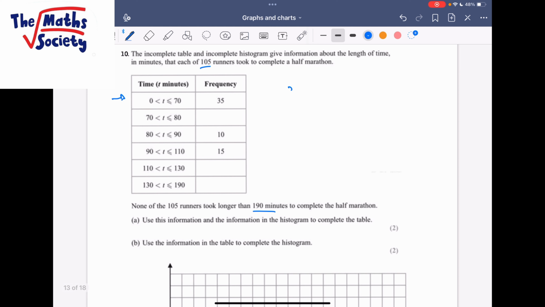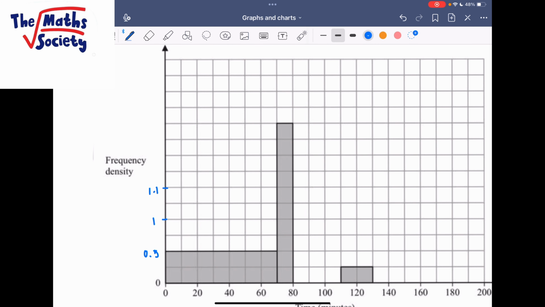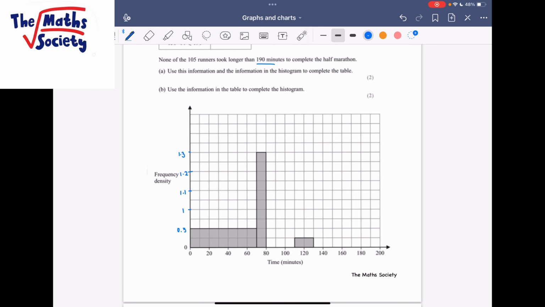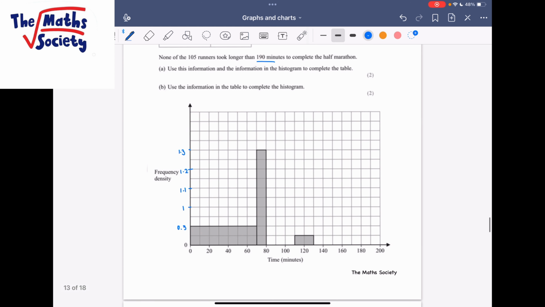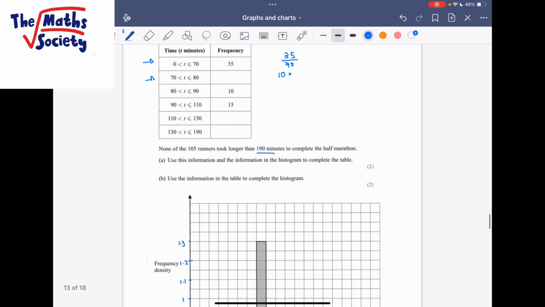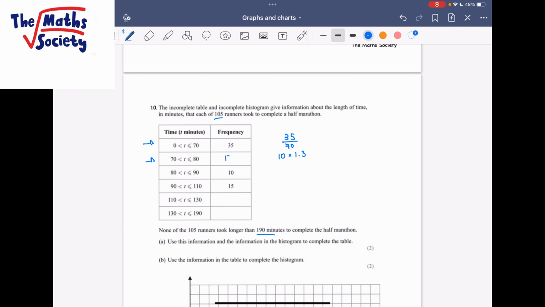So you have a frequency of 35, and the class width is 70. So that means it's going to be 0.5, right? So we know that this is 0.5. So which means this is 1, and your 2 blocks 1.1, and that would be 1.2, and this would be 1.3. So it's going in 0.5 increments. And then here we don't have a frequency for 70 to 80, which is a class width of 10, which means we need to multiply with the frequency density, which is 1.3. So that's going to give you an answer of 13.